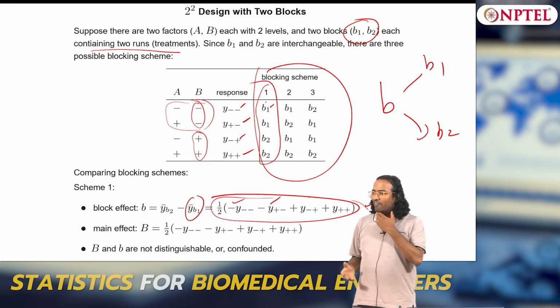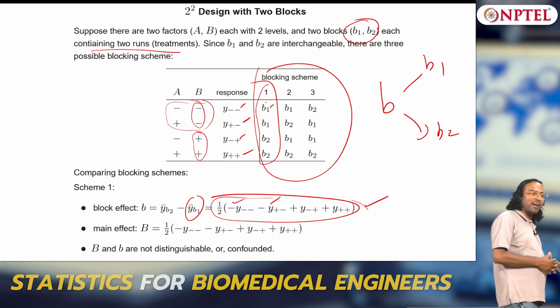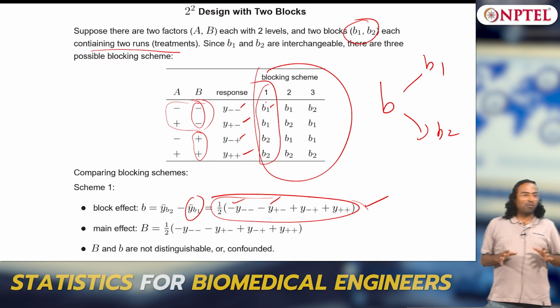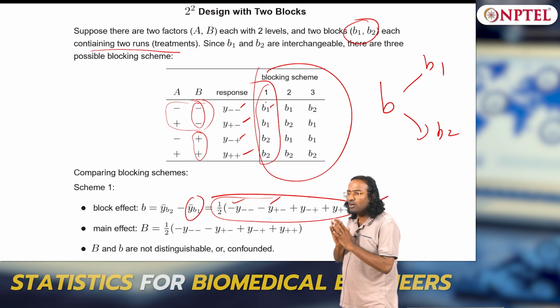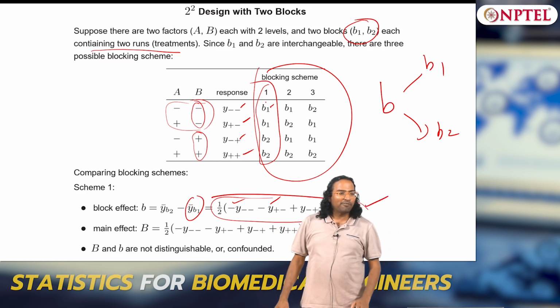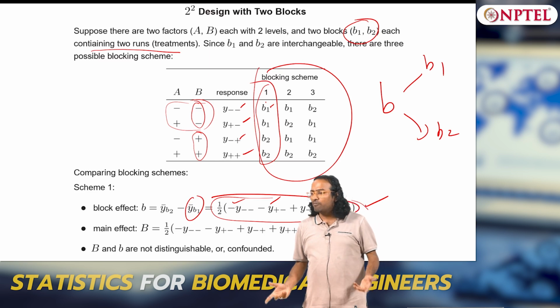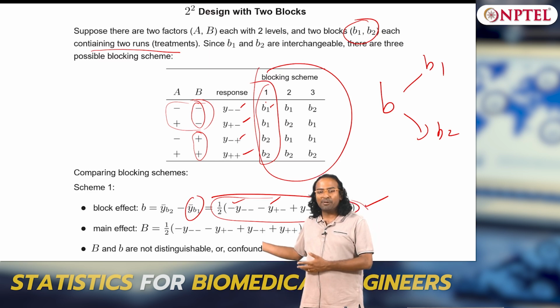You understand? Whether this outcome is due to the main effect or due to the block effect, it is not known. This is what is called confounding. So the effect of block and the main effect of B are confounded, because both are having the same impact.